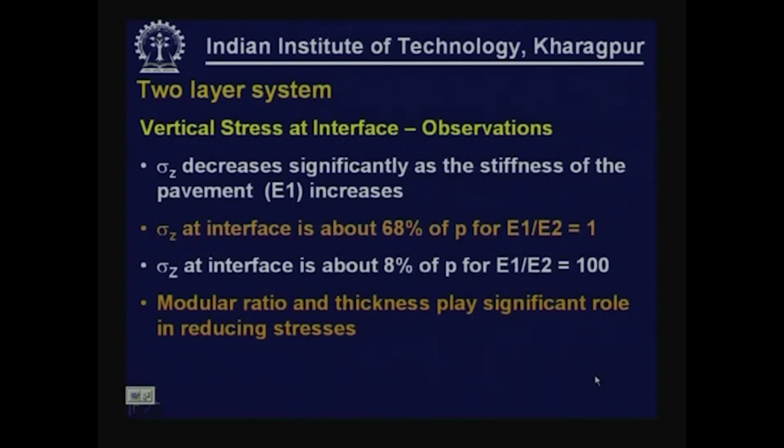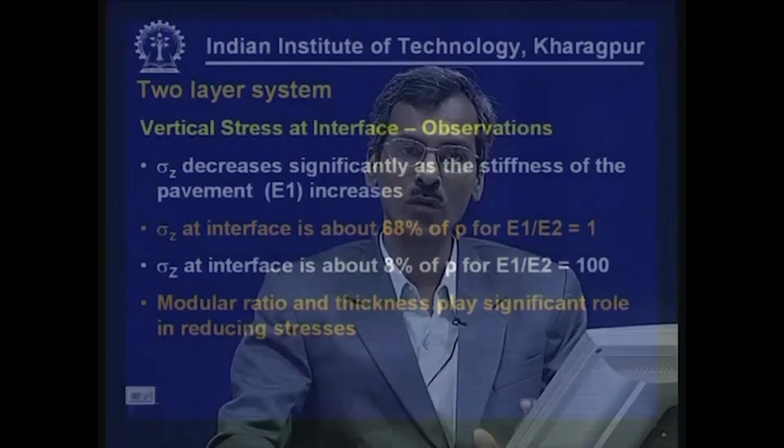From this chart, you could have observed that sigma Z decreases significantly as the stiffness of the pavement increases, that is, as E1 increases, as the modular ratio value increases. Sigma Z at the interface is about 68% of P when we consider E1 by E2 equal to 1. E1 by E2 equal to 1 represents a single layer system, because both layers have the same properties. So, when you have a single layer system, at that particular depth, the stress is about 68% of what is applied at the surface.